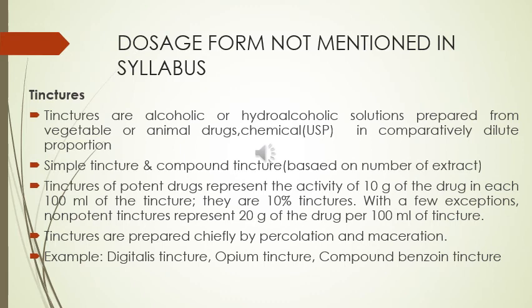Now the tincture of a potent drug represents the activity of 10 gram in each 100 ml of tincture, that is, they are 10% tinctures with a few exceptions. If it is a non-potent drug, then the amount of drug present in 100 ml will be 20 grams. Like in the case of a potent drug, it is 10 grams in 100 ml; in the case of a non-potent drug, it is 20 grams in 100 ml. If we are extracting from the fruit, that is, the fruit peel is used to prepare a tincture, then the amount of peel is 50 grams.